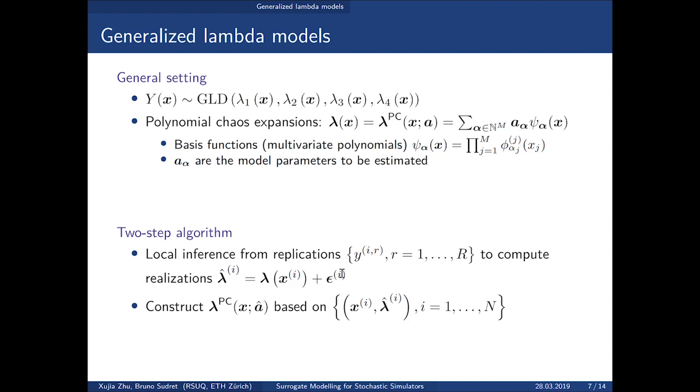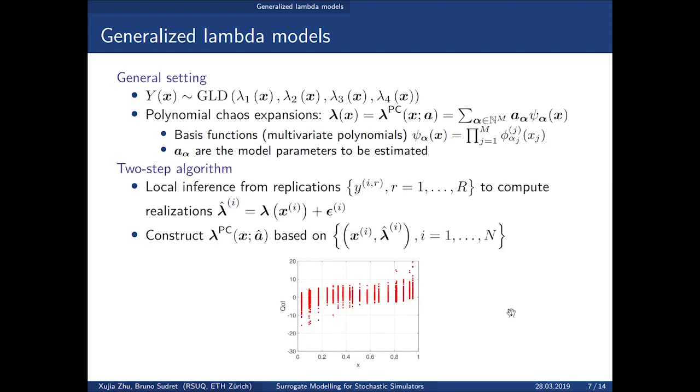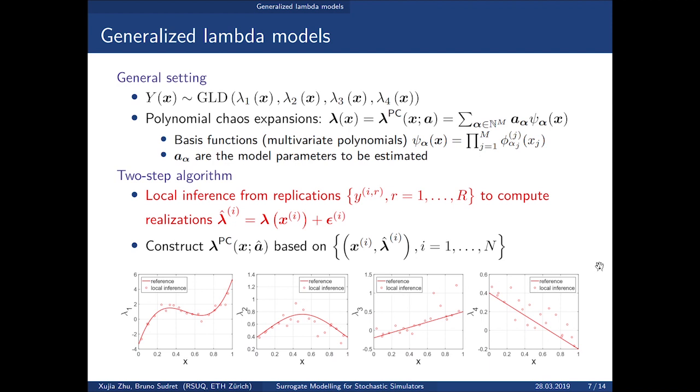disturbed by some noise. The second step then uses the estimated value to build a surrogate for each lambda. To illustrate this procedure, let's consider a stochastic simulator with one-dimensional input. As we can observe, for the same x, the simulator produces different results. At the first step, we locally estimate the distribution parameters based on replicates. Here, we have the local estimate for each lambda.